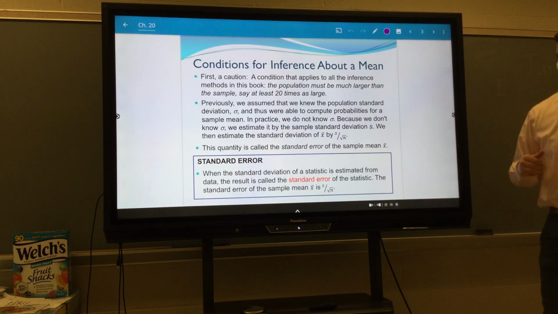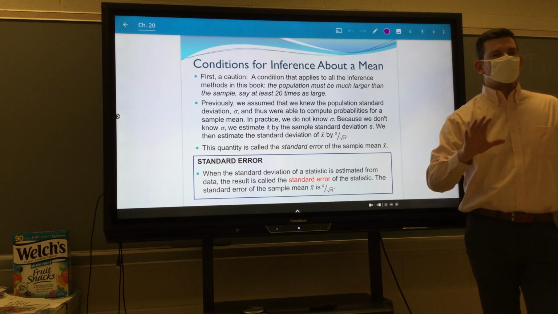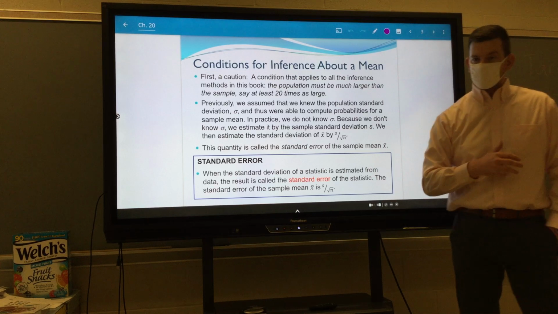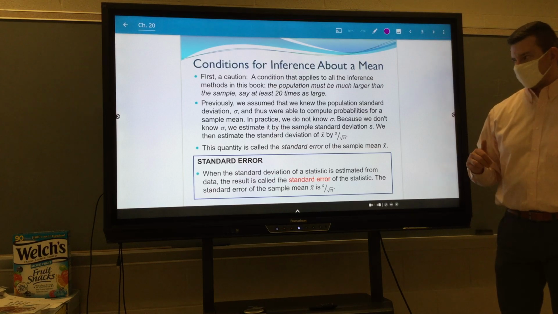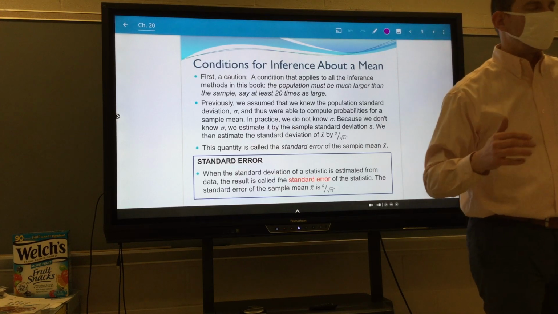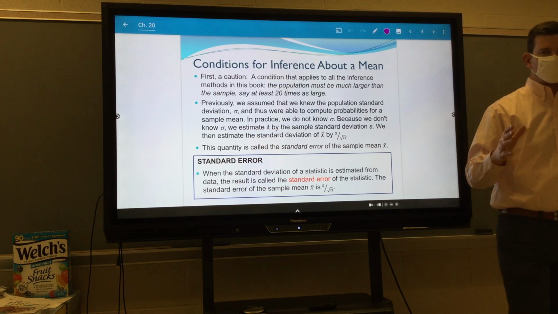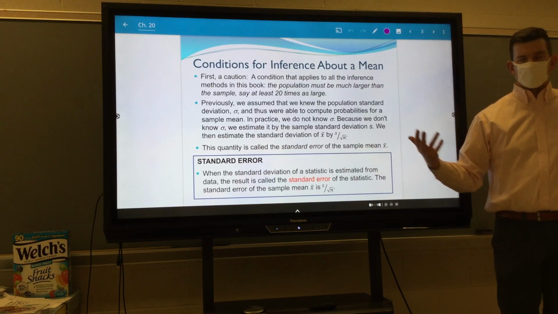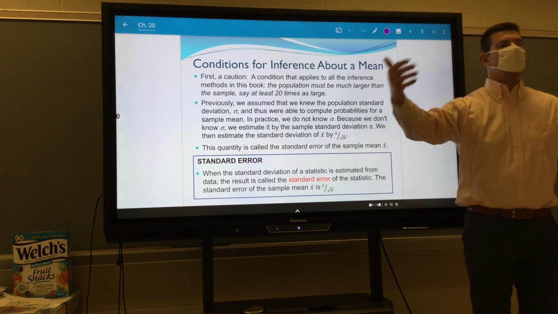For our inference about a mean, they make a caution here that it's worth noting, but don't worry about it too much. It says a condition that applies to all of the inference methods in this book or in this course for our sake, the population must be much larger than the sample. Okay, say at least 20 times as large. So that's not usually something that we have to worry about, but we're using our sample to say something about the population, and we do want that sample size to be pretty large. But the implication there is that the population that this is representing is much larger than that sample.